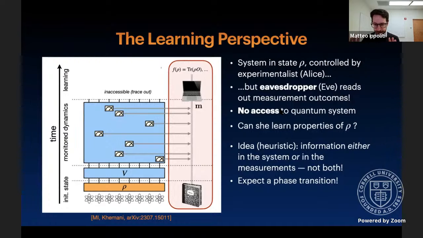Again, this is very non-rigorous, just at the level of heuristics, but this motivates an expectation that there should be a phase transition in your ability to learn from these measurement outcomes that should go in the reverse order relative to the standard perspective we take on the transition, which is that you should succeed at learning in a phase with frequent measurements, and you should fail to learn in a phase with infrequent measurements.